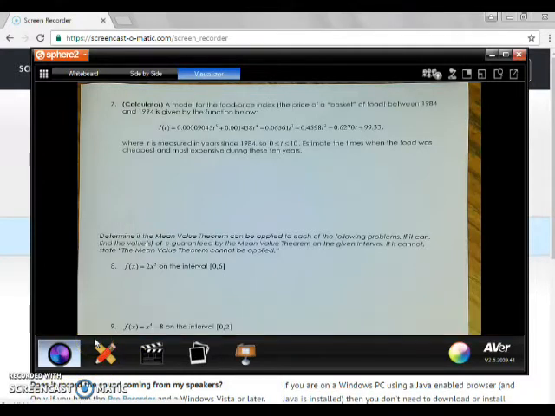Okay, so we've got that huge thing, where t is measured in years, and we're asked to estimate the times the food was the cheapest and the most expensive. So again, these questions aren't really tricky. They didn't use the words maximum and minimum, but they're saying the cheapest and most expensive. So this is going to be an absolute extrema problem.